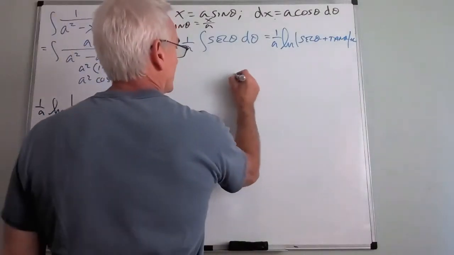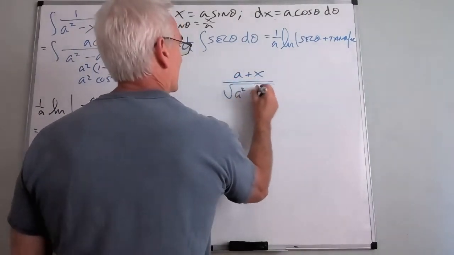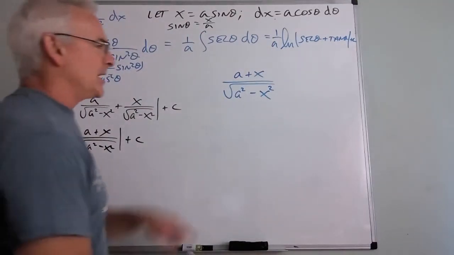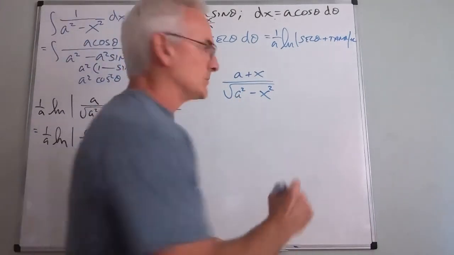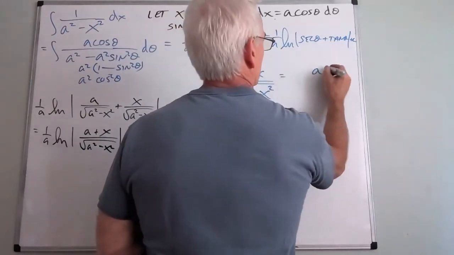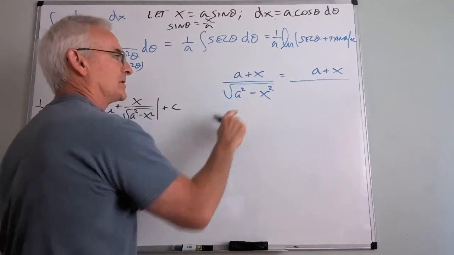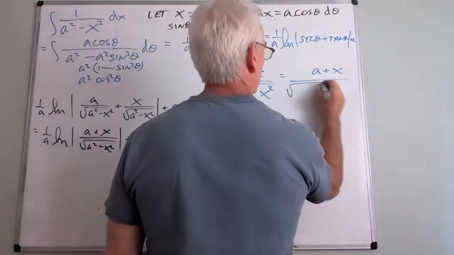Off to the side, I would like to know, can I simplify this? Actually, you can. How the heck can I simplify this? Because isn't a squared minus x squared the difference of squares? How do you factor a difference of squares? Wouldn't that be a plus x, a minus x? Well, it's under the root. Okay.